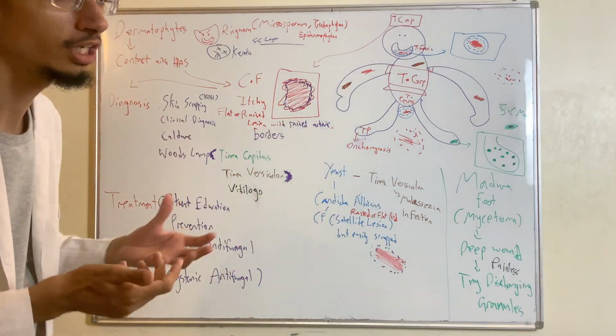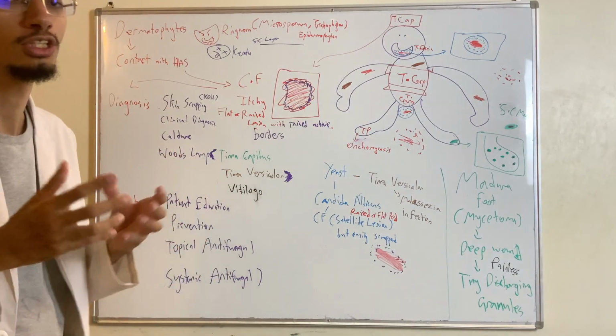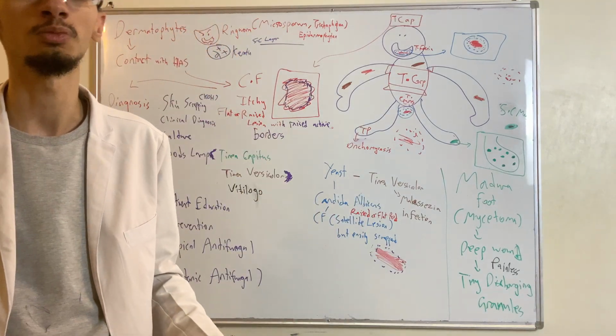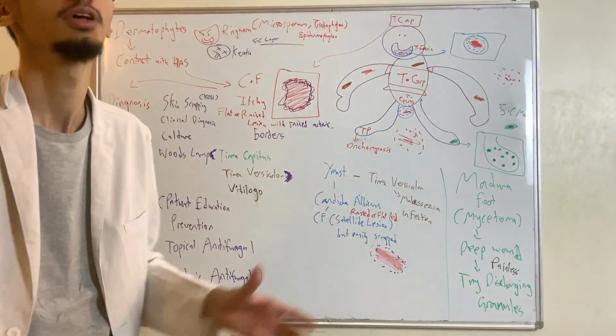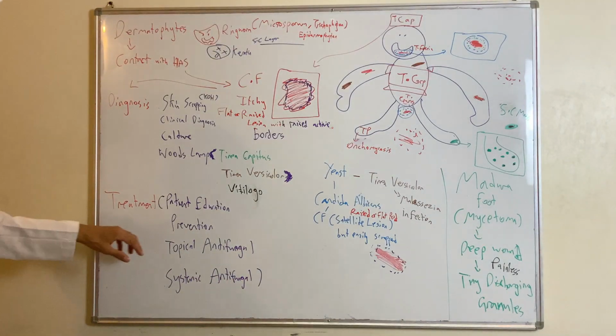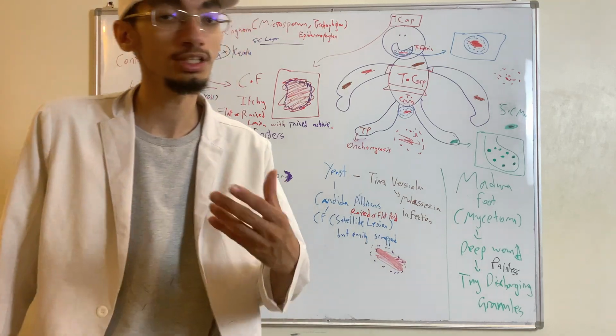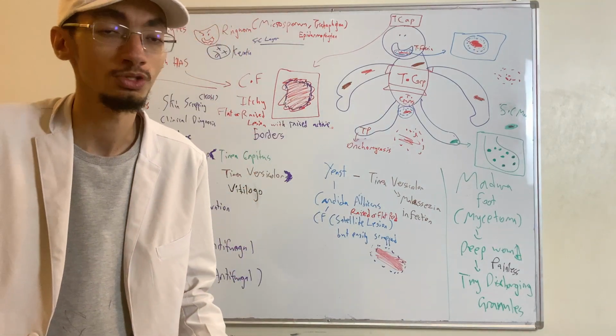But typically, most cases, if this patient has a lesion that's small, the patient is not immunocompromised, basically the opposite of what we've mentioned, then you can give this patient what? Topical antifungal, okay? You give it to him until the fungal infection resolves itself.